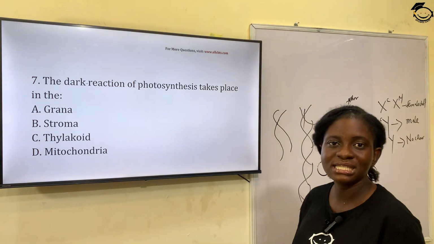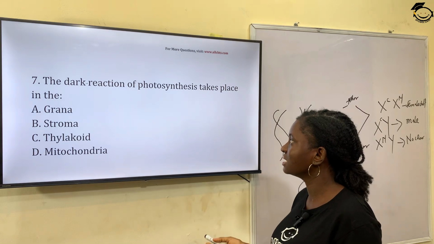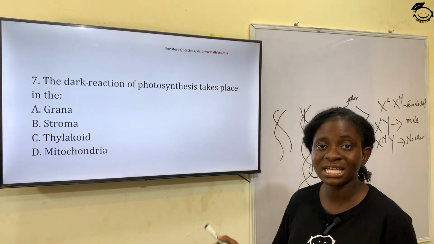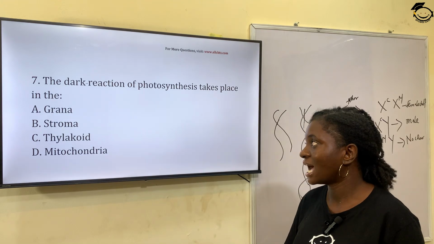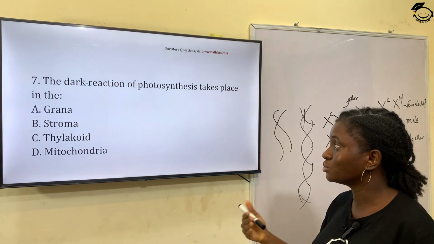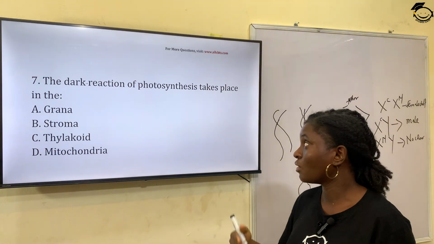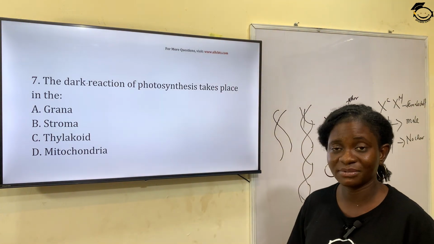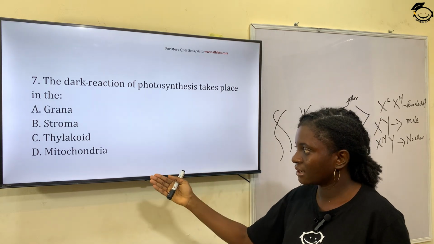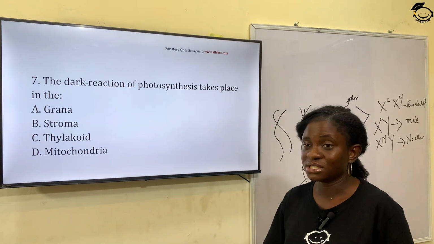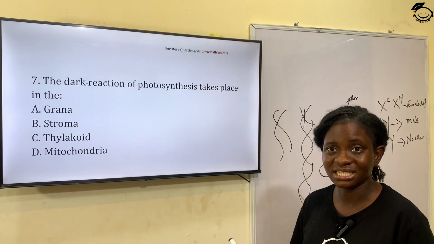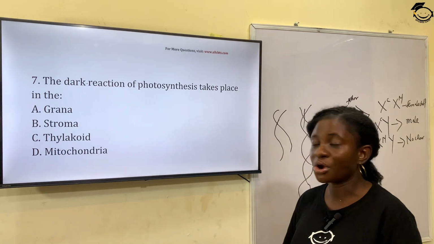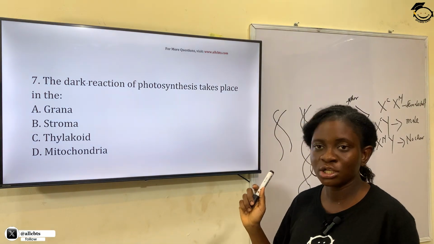So the grana is involved in the light dependent reaction. The stroma is involved in the Calvin cycle. And I told you that the Calvin cycle is also known as the dark reaction of photosynthesis. Thylakoid is involved in the light dependent reaction, while mitochondria does not really partake in photosynthesis, it is involved in energy production. So the correct answer here is stroma.